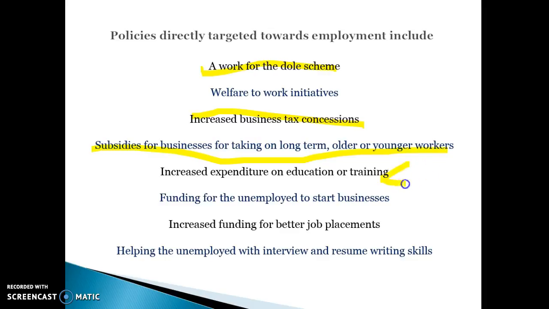Again, that's all about structural unemployment. So getting people into work, getting people the right skills, so TAFEs, apprenticeships, putting money into these kind of things. Funding for the unemployed to start businesses is another one, so making it easier. You might give them tax concessions to make it easier to start businesses. Increased funding for better job placements, make it easy for people to find jobs. And helping the unemployed with interview and resume writing skills would be another one to make them more job ready.